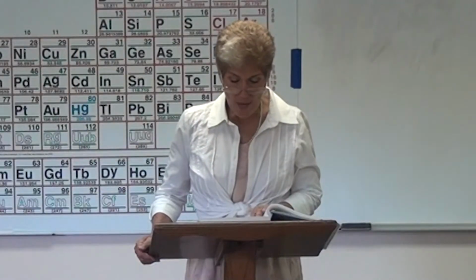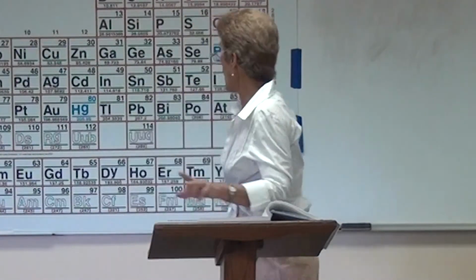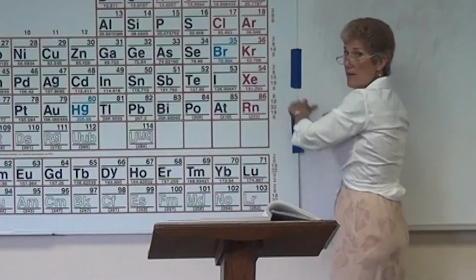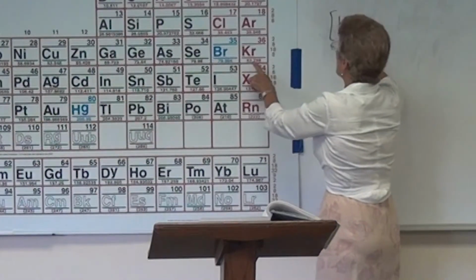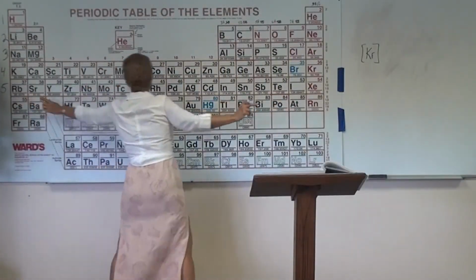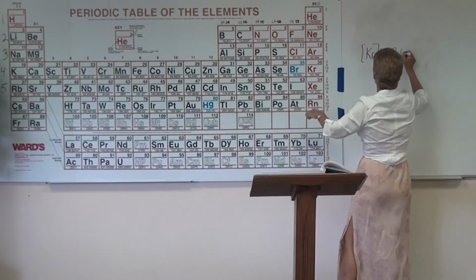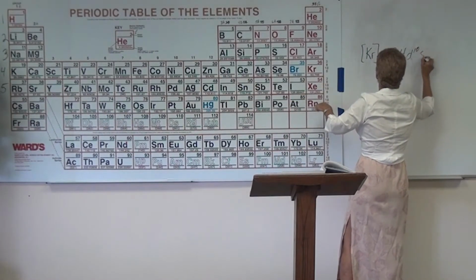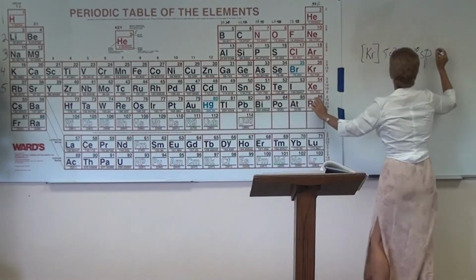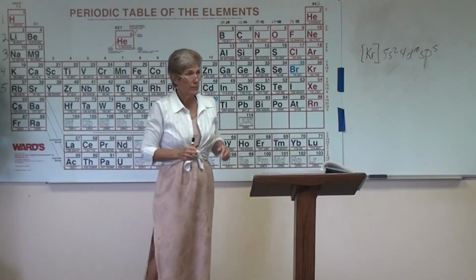Number 12, if we were doing the abbreviated ground state for iodine, which is here, you go up to here, one back, the noble gas behind it, and you do Kr. And then iodine's here, so we're going to go down here and go 5s2. Then we're going to go 4d10, 5p, 1, 2, 3, 4, 5. How we doing? Okay?